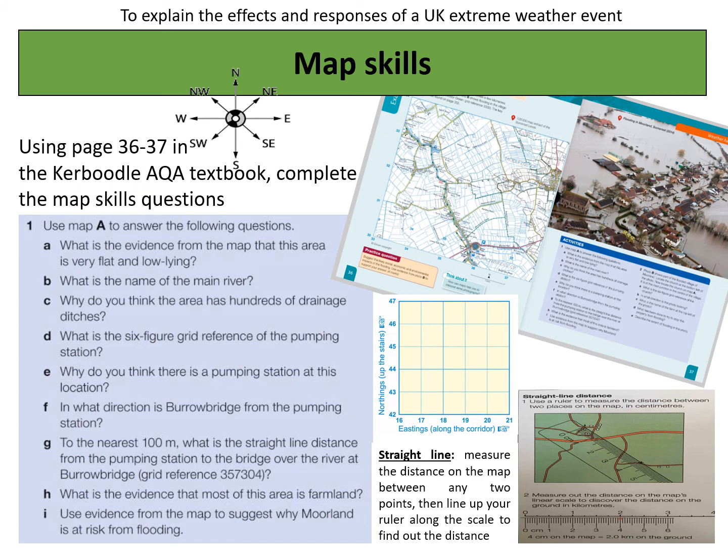So here is a little challenge that you can do to check your map skills. On page 36 and 37 in the Caboodle AQA textbook, you can answer these questions 1A, B, C, D to H and I using the information on the screen. So you need to be able to look at contour lines and be able to identify whether the ground is steep or flat. You'll need to be able to look at 6-figure grid references and 4-figure grid references, directions, so using compass points. You'll also need to be able to do measuring distances.